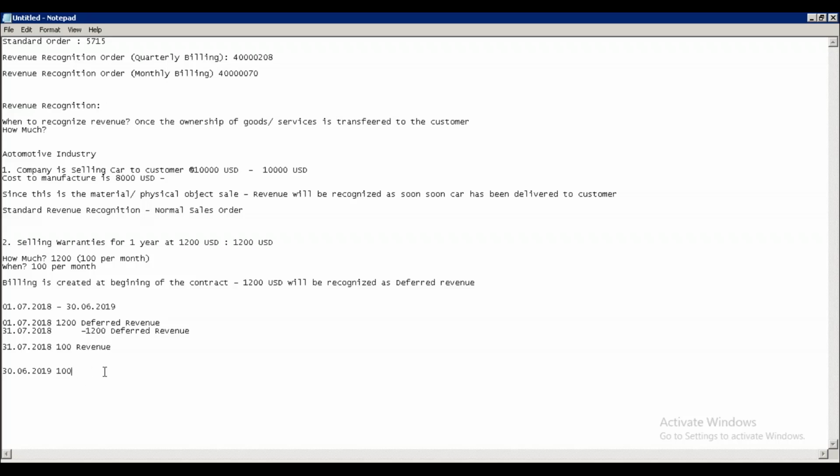So at the end of the contract, that is on 30th of June 2019, if you go and see for this particular contract, how much value is available in deferred revenue, that will be blank. That will be zero, because whatever was booked in the deferred revenue has already been posted to actual revenue account. So at the end of this contract, your actual revenue account will show you 1200 as your recognized revenue. Right? This is when you are doing the billing today itself.